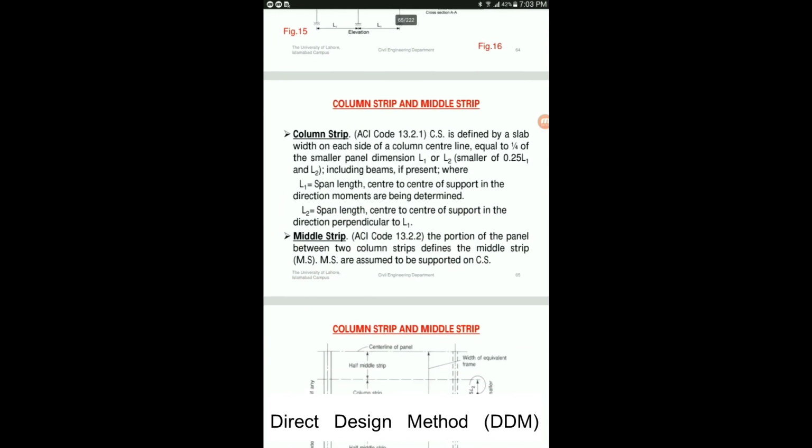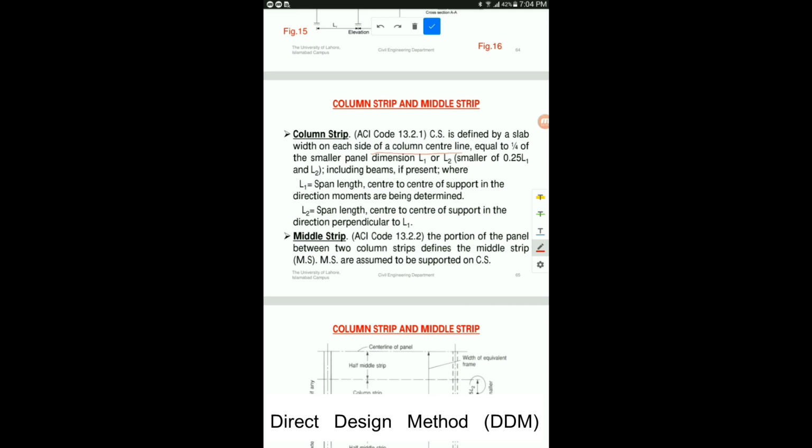The slide is basically showing the definition of the column strip and how you can find the dimensions of a column strip. The code says that the column strip is defined by a slab width on each side of a column center line. You have to first mark the column center line, and from each side of this column center line, the column strip will be 1/4 of the smaller panel dimension, or we can write it as 0.25 of L1 or L2.